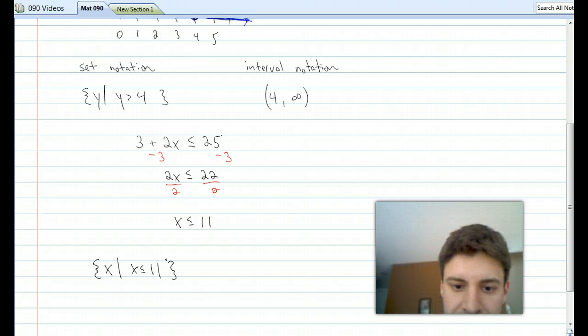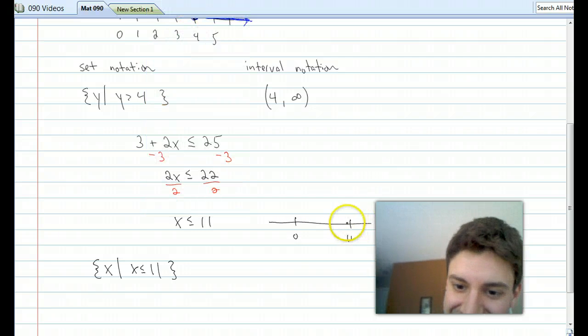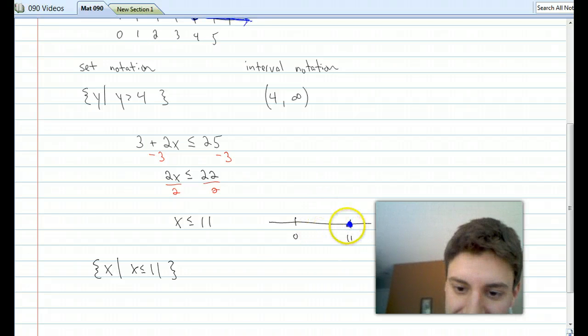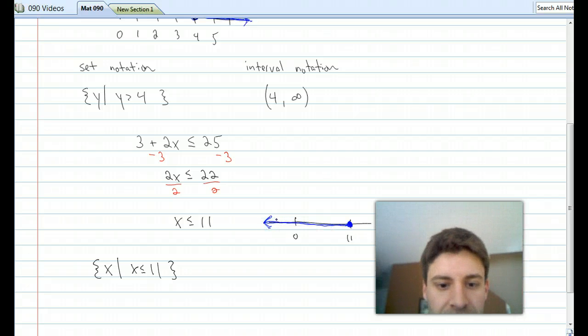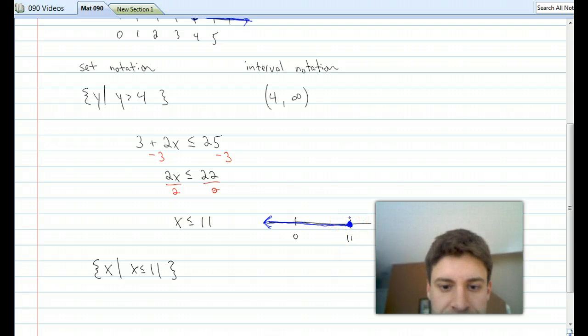Now on a number line, x is less than or equal to 11 looks something like this. Since we're less than or equal to, we're going to include 11 in our interval. And on the number line, that's just everything over there. Everything less than or equal to, including the 11.